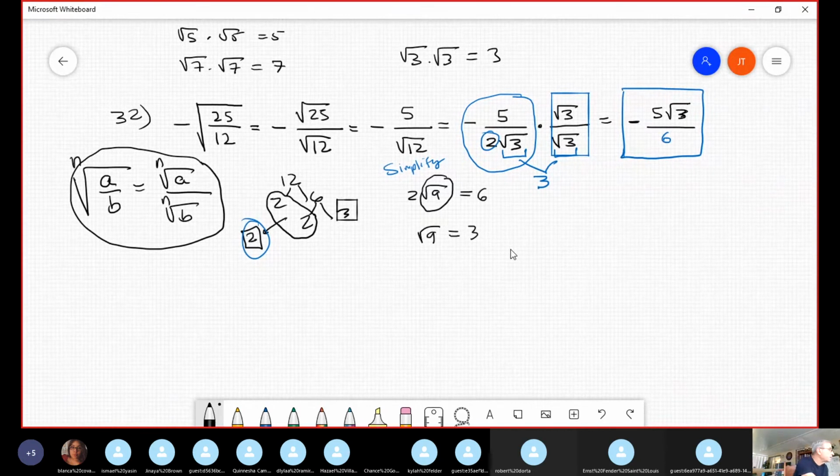3 times 3 is 9 over radical 2. Who can help me with this? Rationalize. What should I do? How?